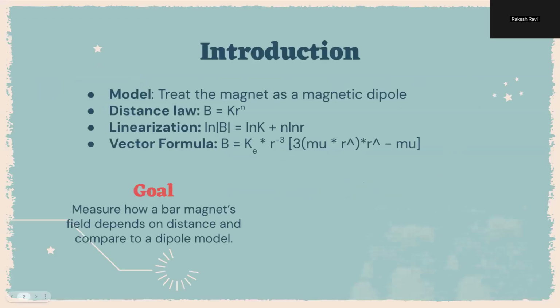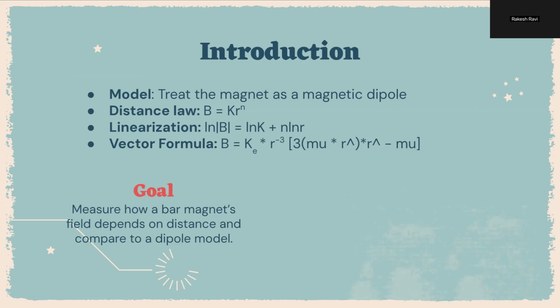We modeled a bar magnet as a magnetic dipole. Its field follows the power law B equals K times R to the n, where n should be about -3 for a perfect dipole. Taking the natural log of both sides gives ln of B equals ln of K plus n ln of R. So a plot of ln of B versus ln of R produces a straight line whose slope is n.